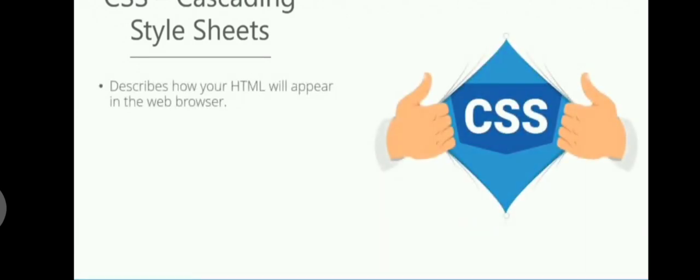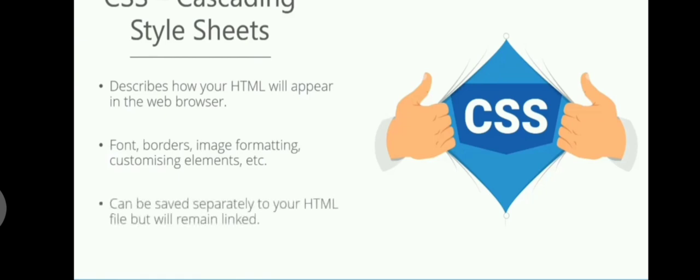Next, so we've got our HTML, but now everything looks pretty boring. So we need to bring in the superhero's assistant. The sidekick. There we go. So CSS is the sidekick. So what this is going to do is describe how your HTML will appear in your web browser. So this is going to be where your fonts, borders, image formatting, and all of your other customizing elements come into play. And this can also be saved separately from your HTML, but they will still remain linked.